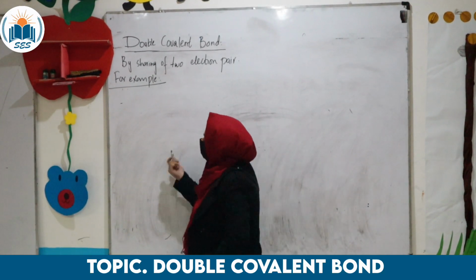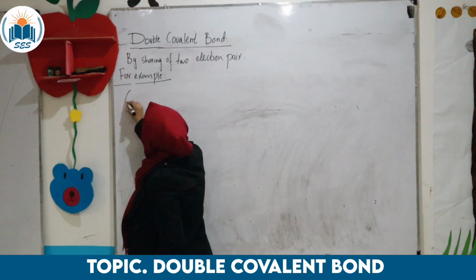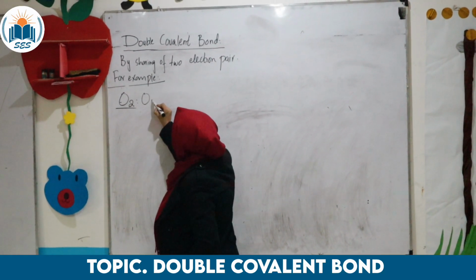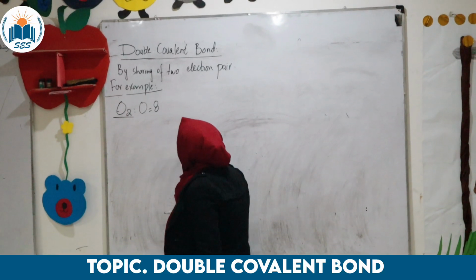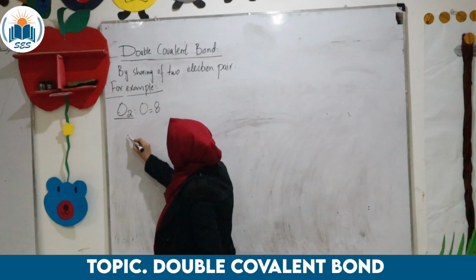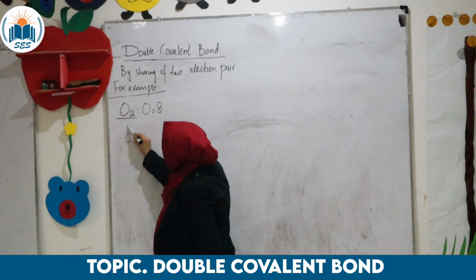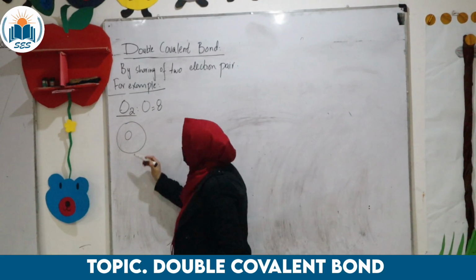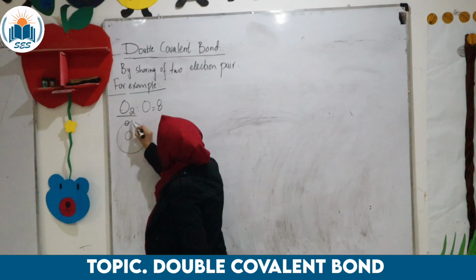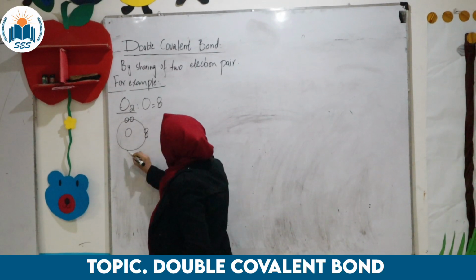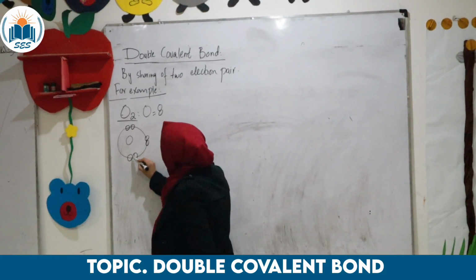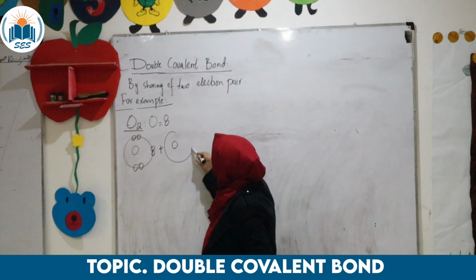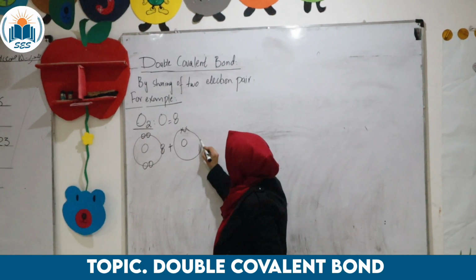For example, the bond formation in O2, oxygen, O2. The atomic number of oxygen is 8. But in covalent bond formation, we have to draw just the valence shell. 2 electrons will go in the first shell. We are not going to draw it. So 6 electrons will go in its valence shell. The valence shell is the outermost shell in the atom. One oxygen, another oxygen atom. Same goes for this oxygen atom, 6 electrons will go.